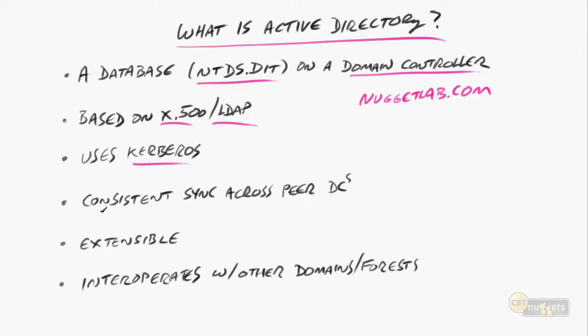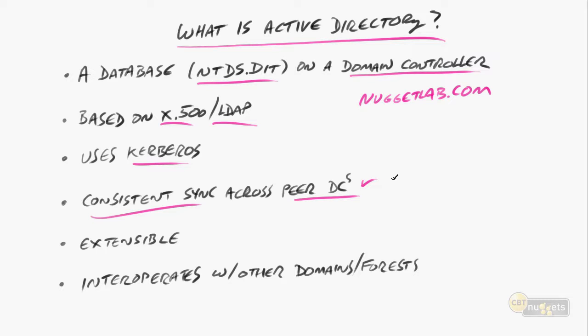Also, with Active Directory, it's got consistent synchronization across peer domain controllers. I may have mentioned earlier that you could have more than one domain controller. I mean, after all, you don't want a single domain controller for tens of thousands of users. What happens if it catches on fire? Well, then you've stranded all of your users and have no way of letting them log on, so you'll normally have many domain controllers in large organizations.